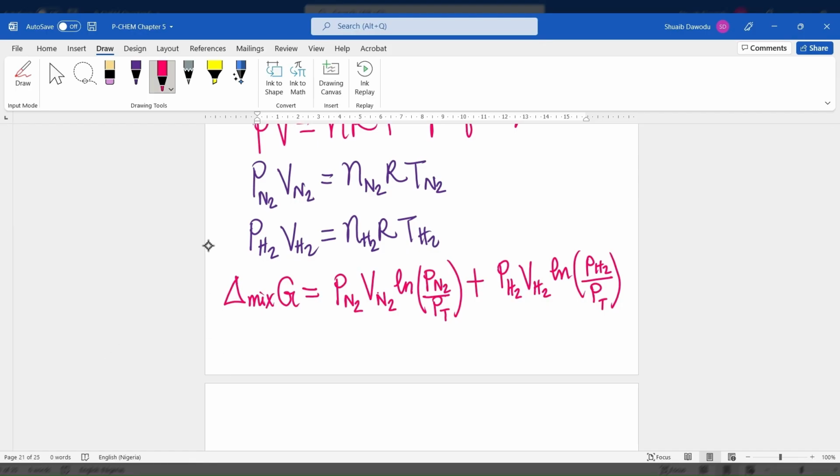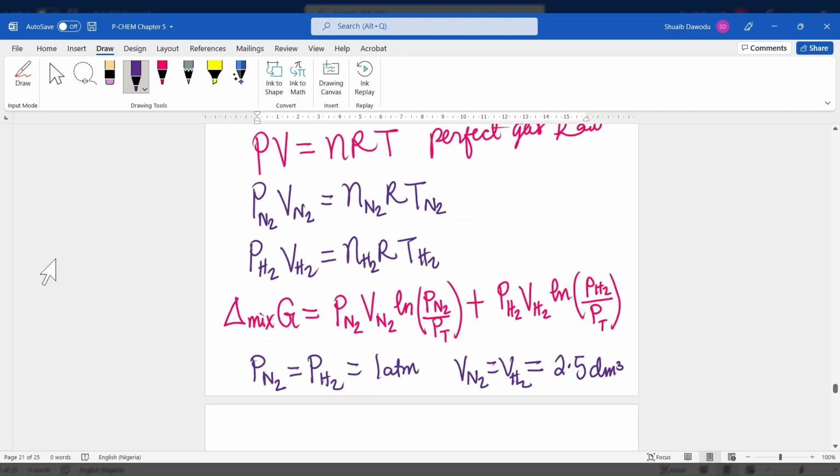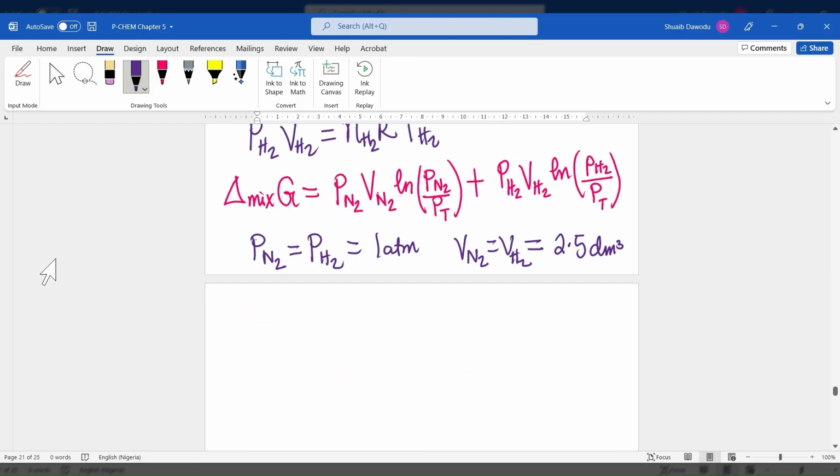So remember, the pressure for N2 as well as the pressure for H2 is 1 atmosphere, okay? And then the volume for N2 as well as the volume for H2, since it's two equal compartments, is simply 2.5 dm cube, right? So we can just simply substitute. But then we are scientists and we know that physical chemistry just has to be a little bit harder than normal. Because if you look at our question, we are asked to solve the change in entropy of mixing as well as the change in Gibbs energy of mixing.